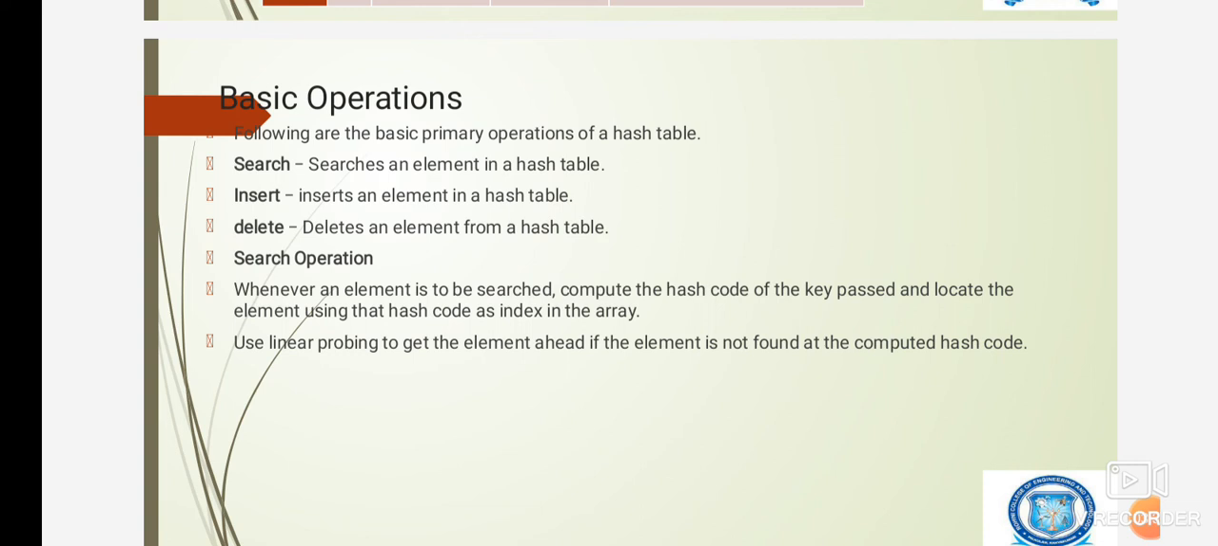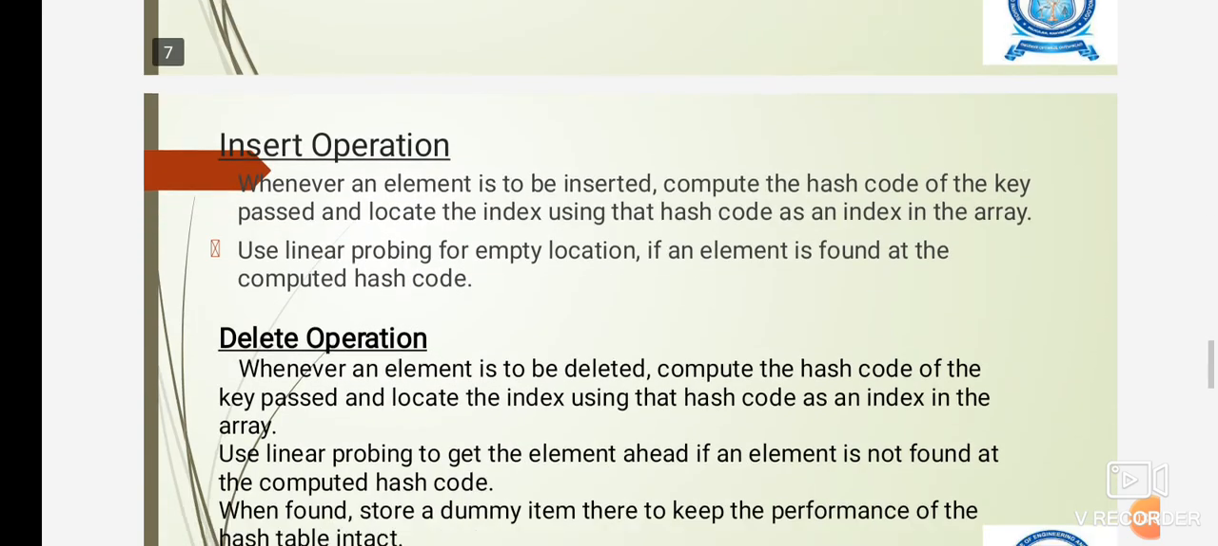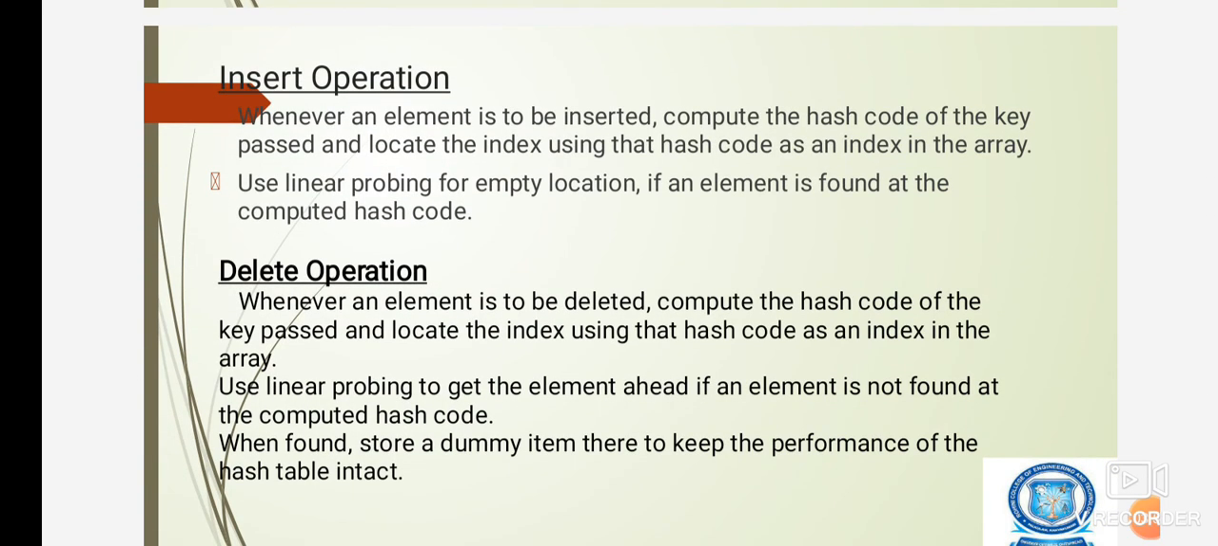Whenever an element is to be searched, compute the hash code of the key passed and locate the element using that hash code as an index in the array. Then use linear probing to get the element ahead if the element is not found at the computed hash code. Insert operation: whenever an element is to be inserted, compute the hash code of the key passed and locate the index using that hash code as an index in the array. Use linear probing for an empty location if an element is found at the computed hash code.